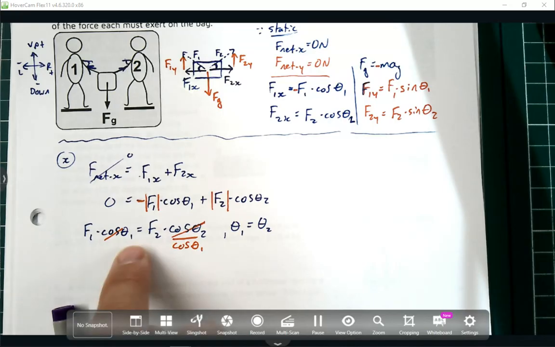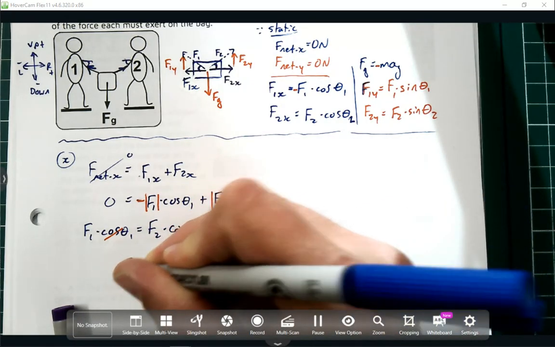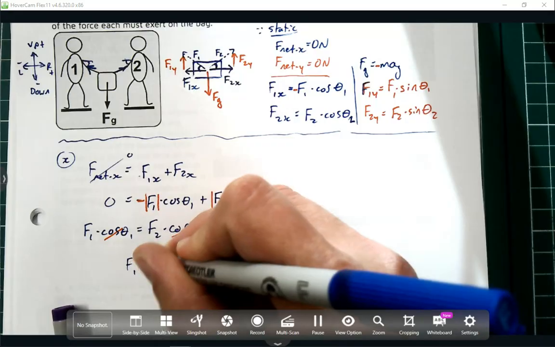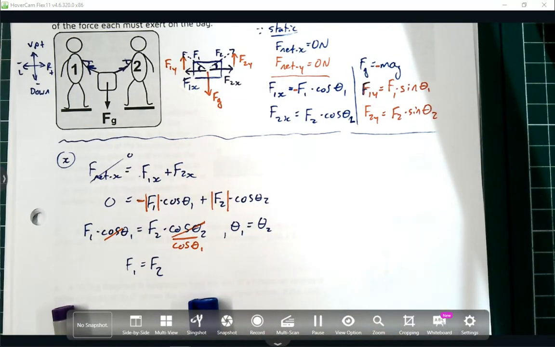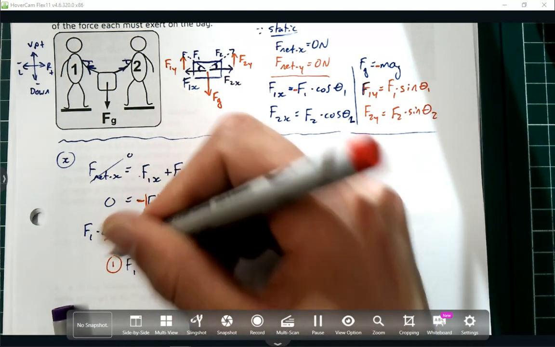Okay, so that's why I carried it out to the blue there, because the blue equation is something that I could use in an asymmetrical situation, but in this symmetrical situation, all we've really proved is that the magnitude of F1 and the magnitude of F2 are equal to each other. Which might be useful, actually. So I'll call it equation 1.